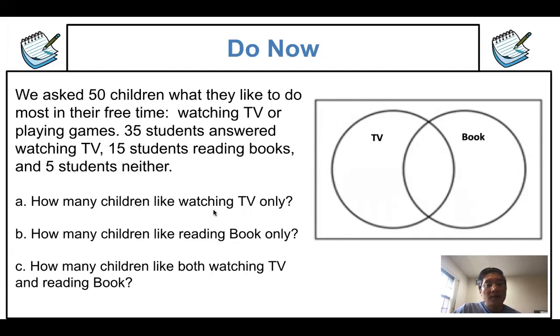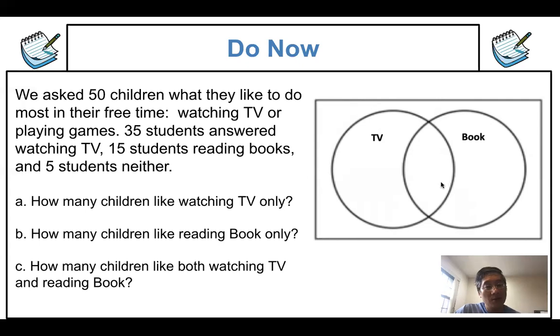First of all, how many children like watching TV only? We know 35 students watching TV. How many students like only TV? Then what should we know? Oh, we should know the intersection, right? And subtract the intersection from the TV. But how do you find the intersection? Then we should know the formula: A union B is equal to A plus B minus A intersection B. By using it, we can find the intersection.